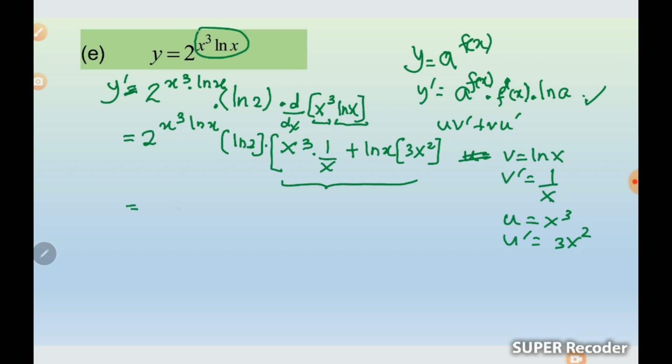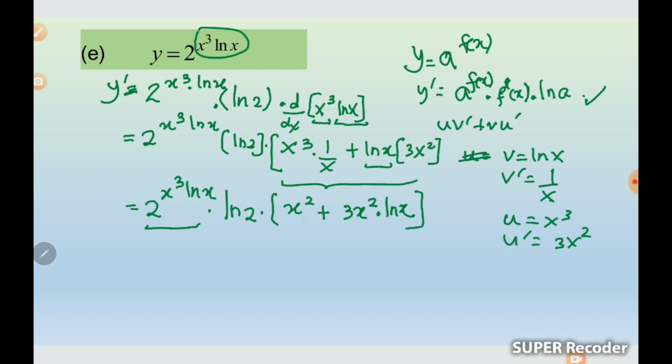So the answer is 2 to the power of x cubed ln x, first term, second term we have ln 2, and the last one we have x cubed over x, which is x squared, plus we have ln x here, and 3x squared right in front of it, followed by ln x. You cannot combine these any further: 3x squared ln x. Okay, so this is the simplest form, where we have three expressions here. Okay, so thank you.